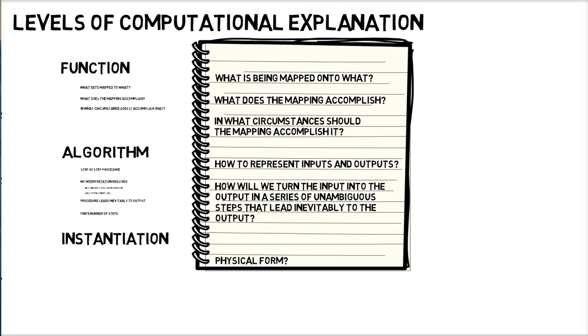For us, the algorithm is where the interest comes in, or the level of algorithmic explanation is where the interest comes in. The idea that symbols can be mapped onto one another in a series of definite steps is what makes thinking machine-like, according to the computational theory of mind.